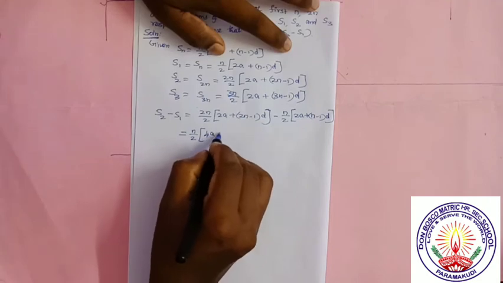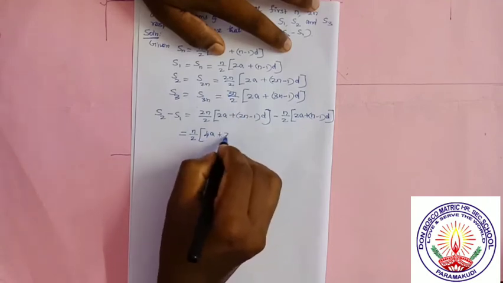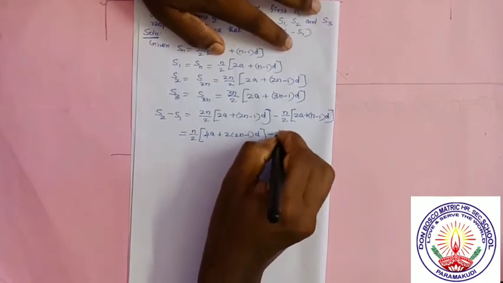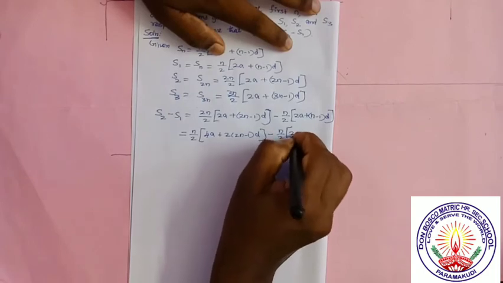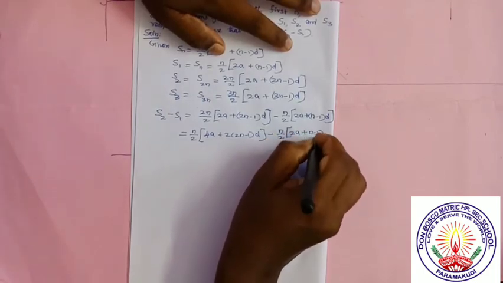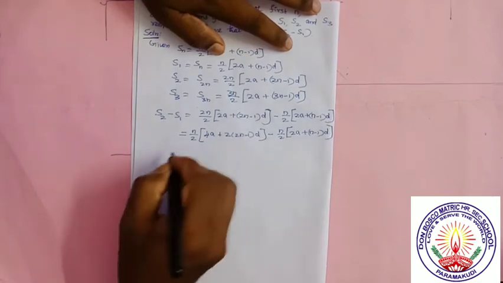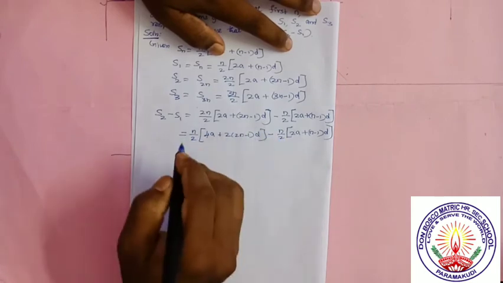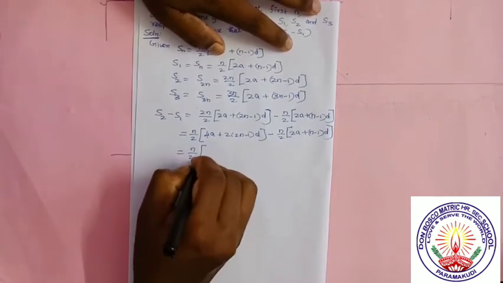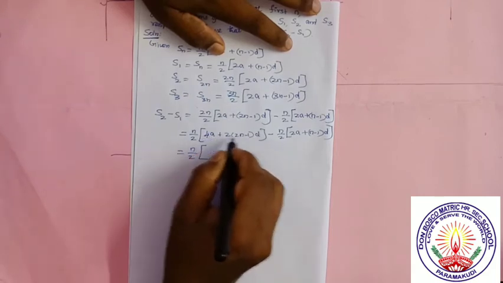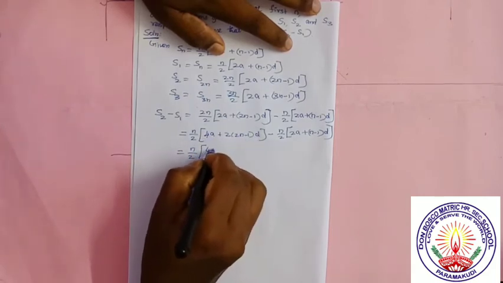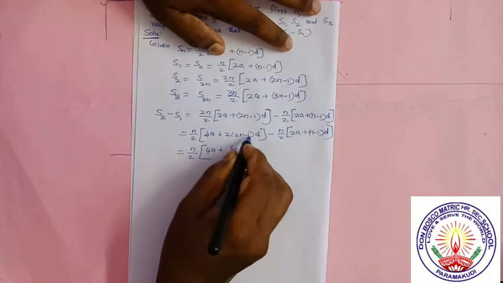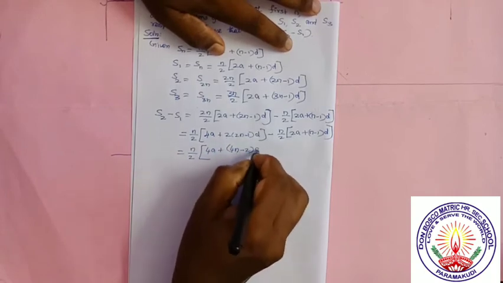It is 4a plus 2 into 2n minus 1 into d, first term, minus n by 2 into 2a plus n minus 1 into d. Now we can see in both, this is one term, this is another term, n by 2 is common, so we can take n by 2 outside. The first term, what is remaining? 4a plus, we can multiply inside, so 4a plus 2 into 2n minus 1, 4n minus 2, into d.